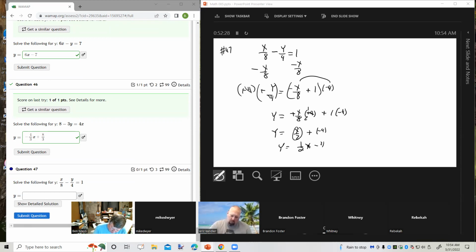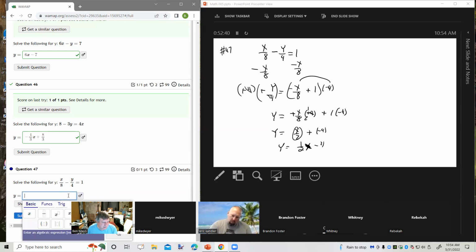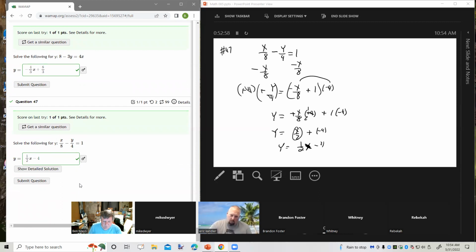Now, x over 2 and 1/2 x are the same thing. But the reason I'm emphasizing that form is because that emphasizes the slope. Let's see what they did here. Yeah, they did that. Okay, so I've got 1/2 x and then minus 4. Okay. All right, any questions there?